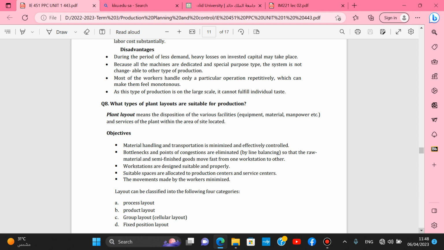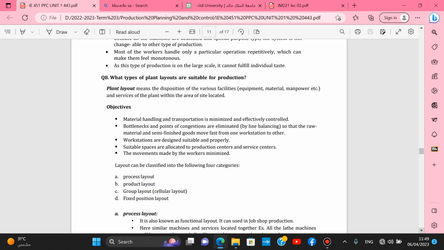And points of congestion are eliminated by line balancing so that the raw materials and semi-finished goods move fast from one workstation to another. Workstations are designed suitable and properly. Suitable spaces are allocated to production centers and service centers. The movements made by the workers minimized. يعني رح نتحكموا أكثر في movements of the workers راح يكون minimized. الورك ستيشن راح يكونوا suitable properly. كل شيء راح يكون منظم ومدروس بطريقة علمية مو عشوائية.